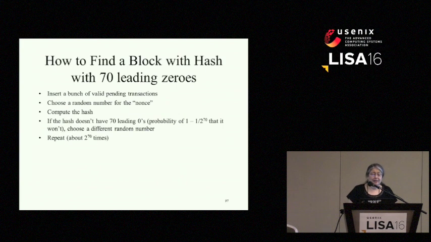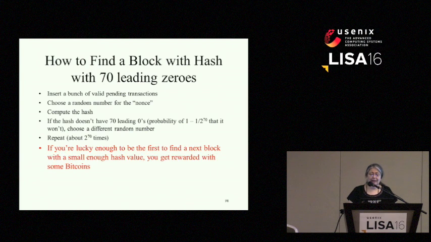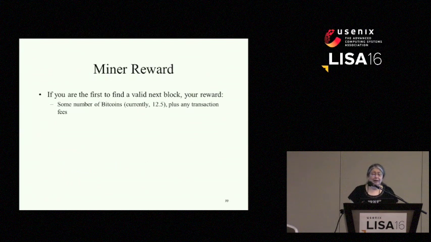those leading zeros. So you insert a bunch of valid pending transactions, you choose a random number for the nonce, you compute the hash. If the hash doesn't have 70 leading zeros, which with probability 1 over 2 to the 70 it won't, then you have to choose a different random number. So if you're lucky enough to be the first to find a block with a small enough hash value, you get rewarded with some number of bitcoins. Currently the amount of bitcoins you get is 12.5 for that block, plus whatever transaction fees there are.